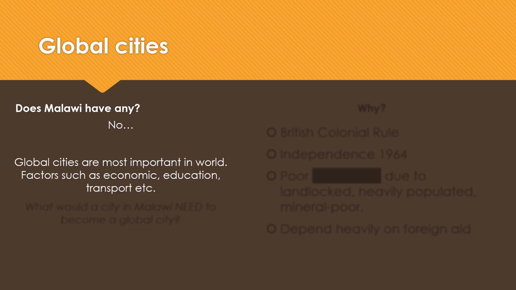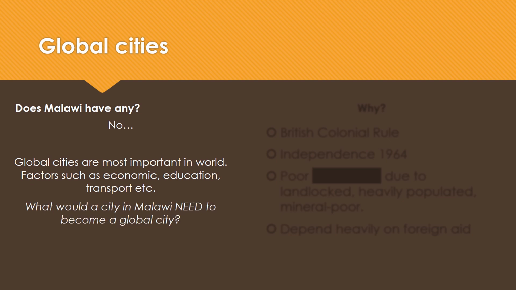So if you remember back to the first lesson, I explained that global cities are the most important cities in the world because of factors such as economics. So they're important for money, for trade, for education. They've got good transport links, all of those things. So Malawi doesn't necessarily have all of that yet, so that's why it's not able to be a global city.